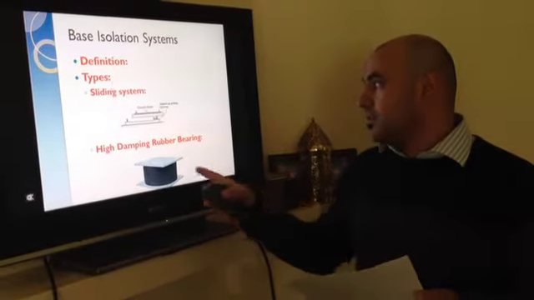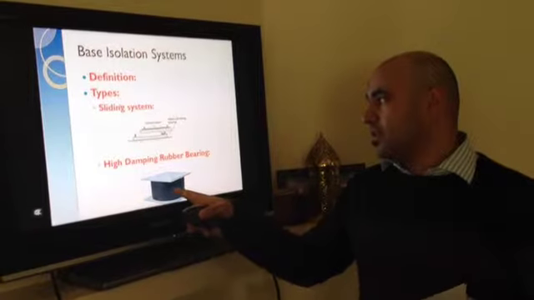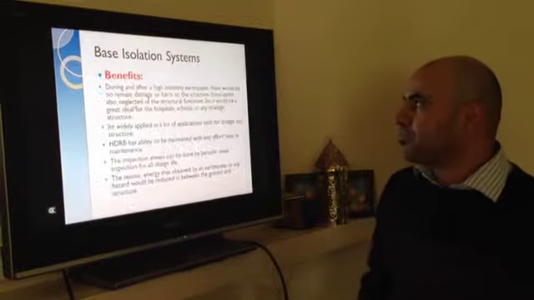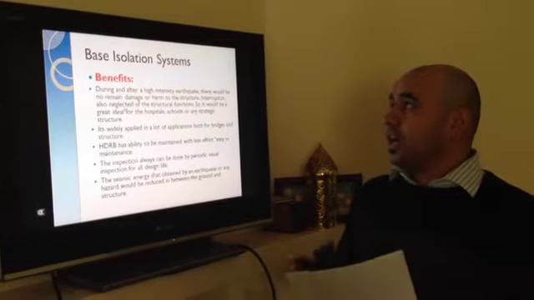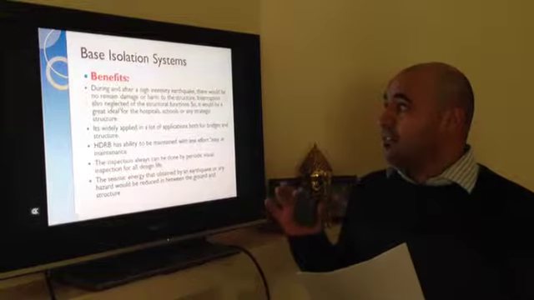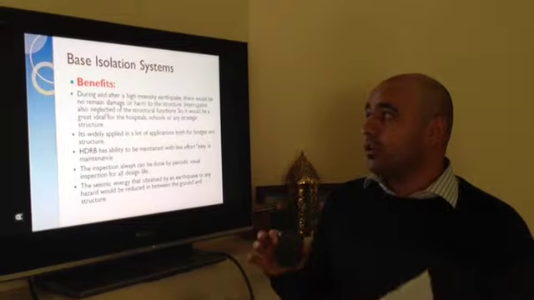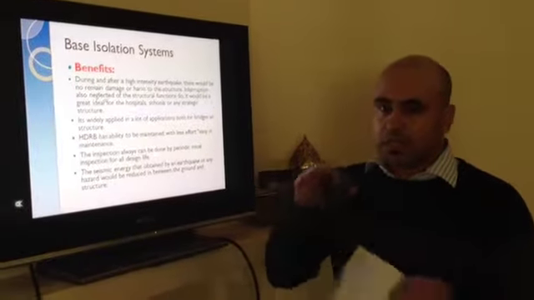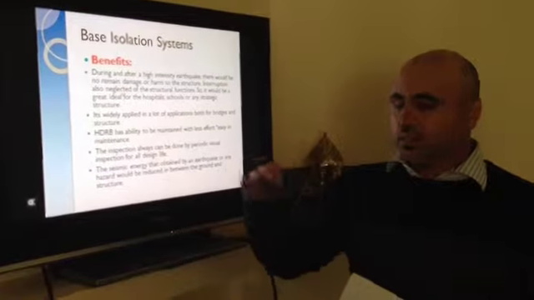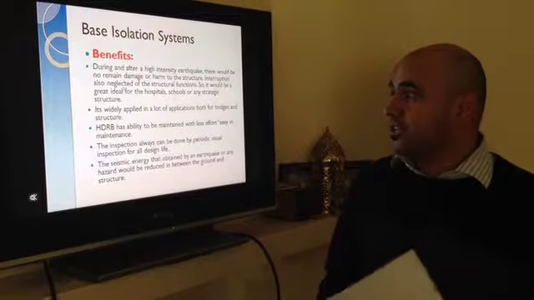The high damping system contains rubber, as you see here. The rubber is very intensive here, so it can absorb the energy. The benefit of the base isolation system is that after a high intensity earthquake, there would be no remaining damage to harm the structure, by isolating the ground and the structure. It's widely applied in a lot of applications, both bridges and structures.